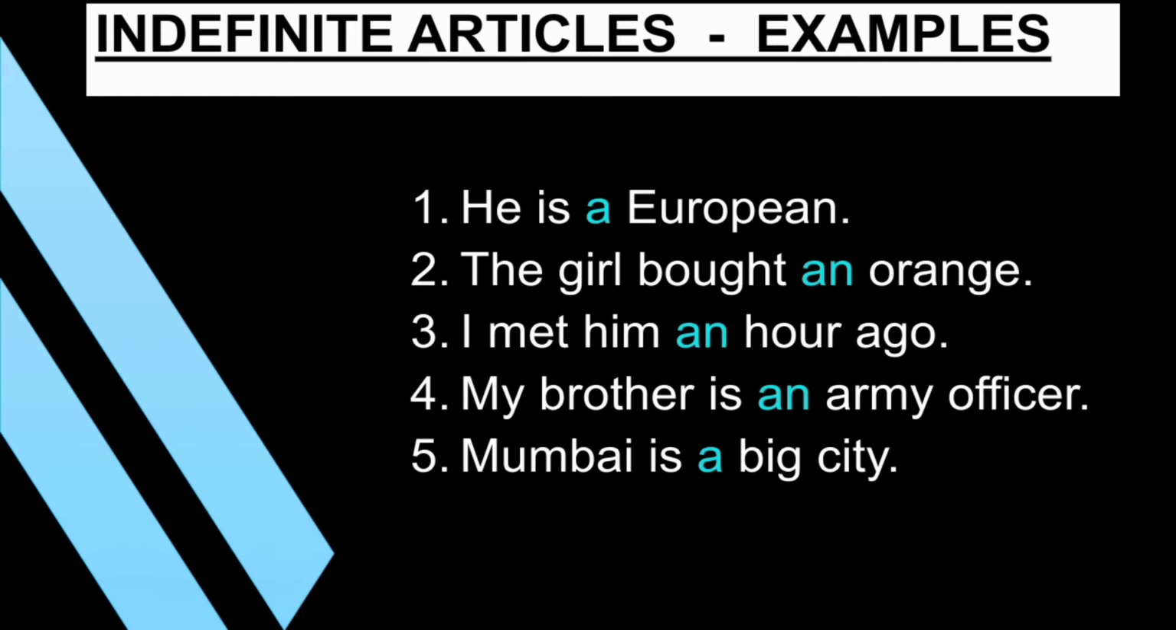Next example, the girl bought an orange. Here we have the word orange, which is having a vowel sound. I met him an hour ago. Here also it is an hour. The word hour, though it begins with H, it is silent and therefore we have the vowel sound. So we use the article an. My brother is an army officer. Mumbai is a big city. So these are certain examples of the indefinite articles.